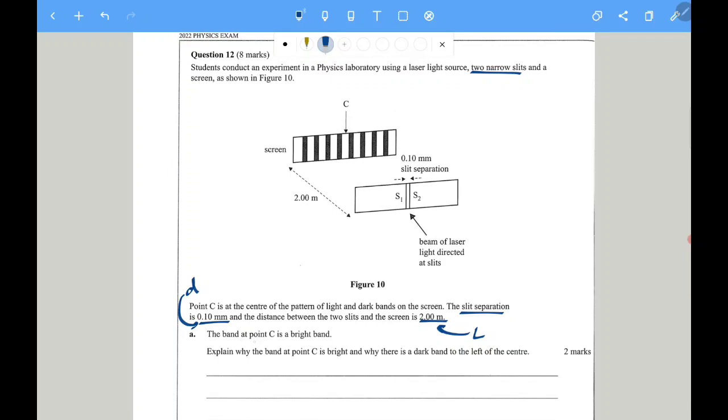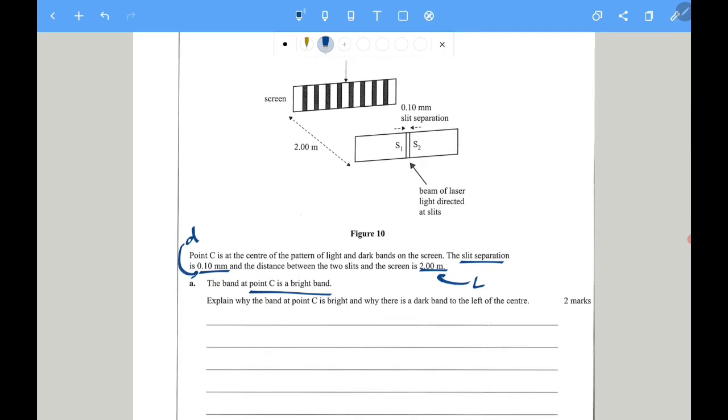So the band at point C is a bright band. Explain why the band at C is bright and why there is a dark band on the left and right of the center.